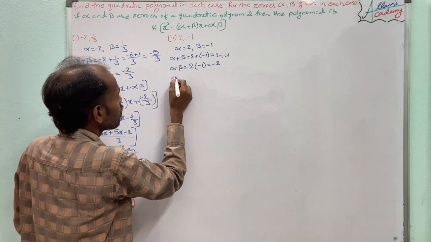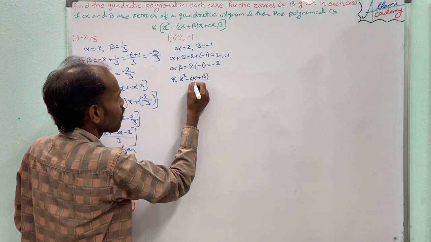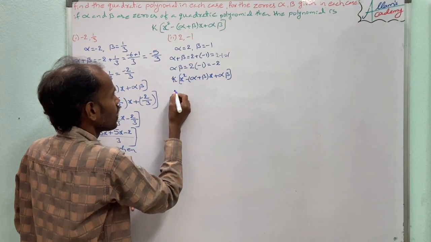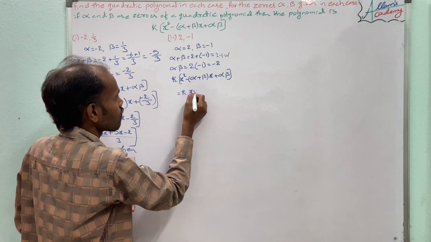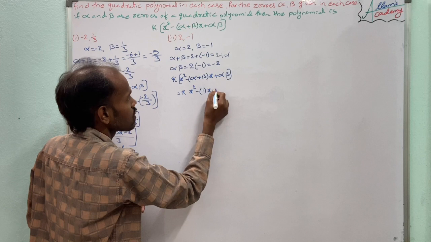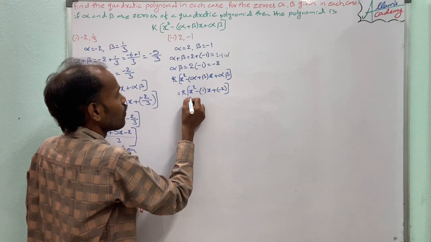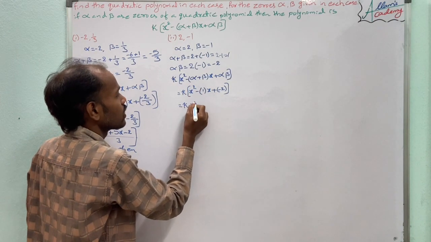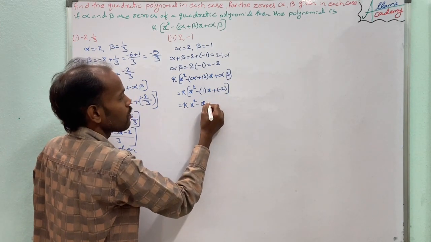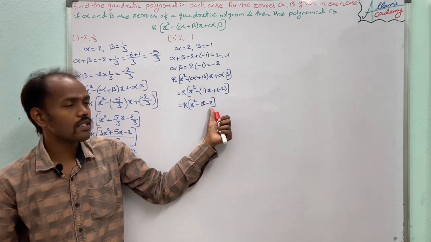So now the quadratic polynomial, if alpha and beta are the zeros, is k into x square minus alpha plus beta into x plus alpha beta. So here it is x square minus 1 into x plus minus 2. 1 multiplied with any number gives that number only. So 1 times x is x only, plus into minus is minus 2. So k into x square minus x minus 2.